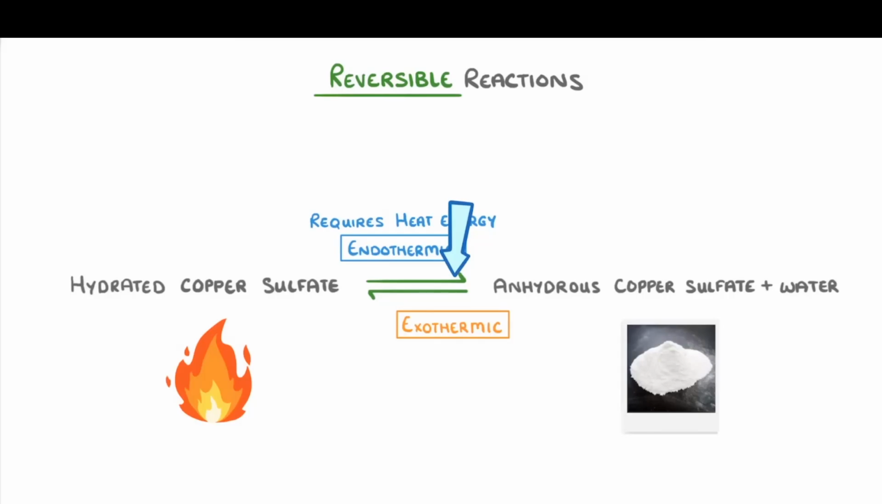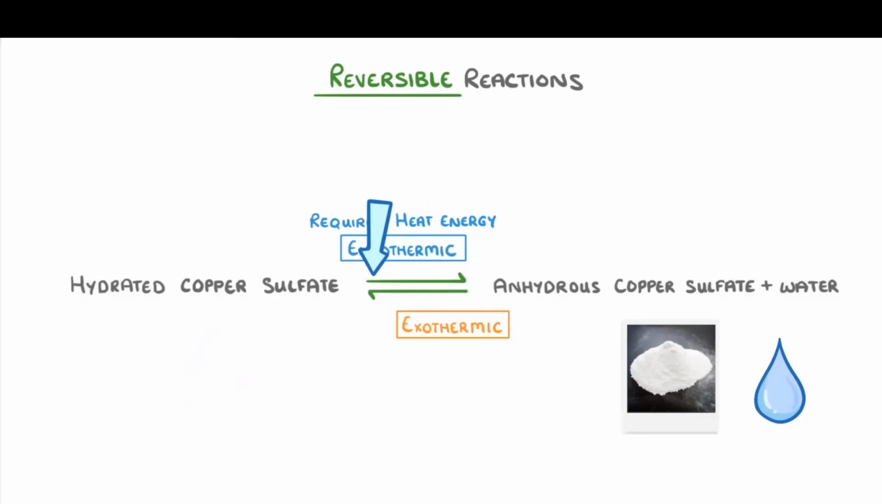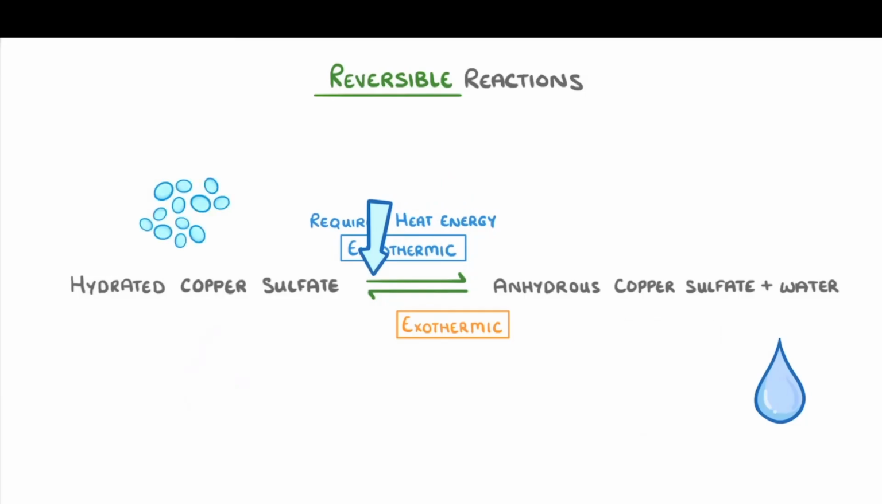If we then took away the heat and added some water to this powder though, it would drive the backward reaction, so the equilibrium would shift to the left and reform our blue crystals of copper sulfate. And because this reaction is exothermic, it would re-release all of that energy it had just absorbed in the forward reaction.